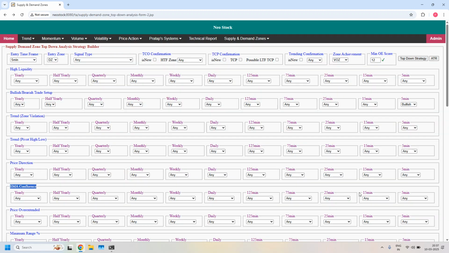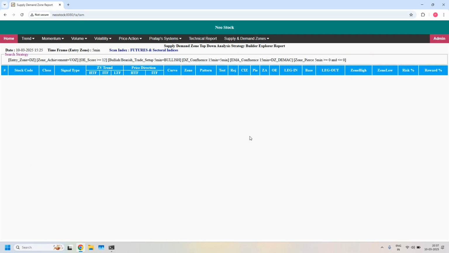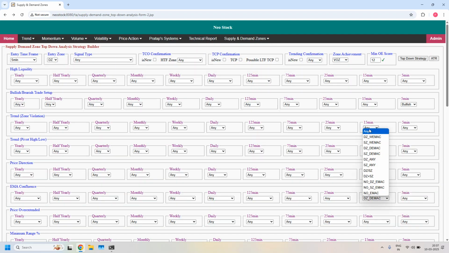In the EMA confluence at 15 minutes time frame, setting the filter 15 minutes demand zone with daily EMA confluence. None of the stocks are having 15 minutes demand zone with daily EMA confluence. Next, we will look into LTF, ITF, HTF demand zone confluence.